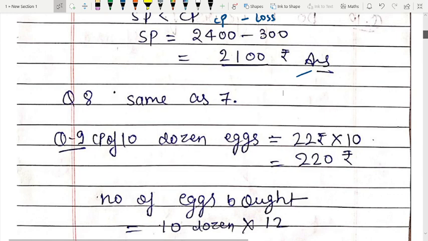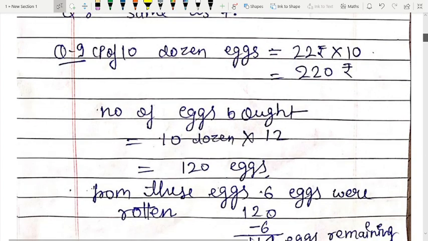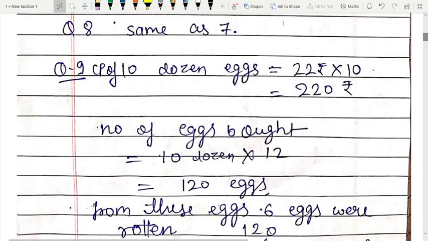Now question number 8 is the same as question number 7. You will do it by yourself as homework. After that, question number 9: the cost price of 10 dozen eggs is given. Read the question very carefully. Here the cost price of 10 dozen eggs is given, so we can find out the cost price of 10 dozen eggs. How much will that be?